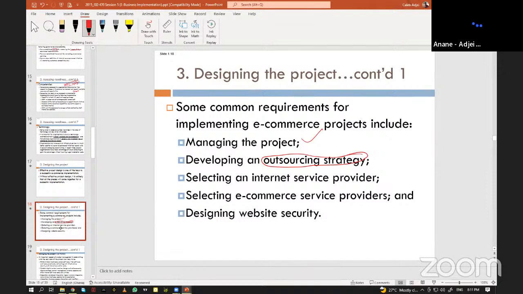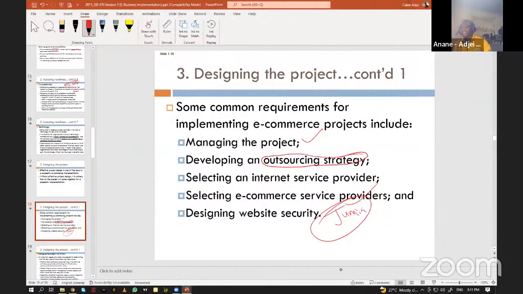So we need to also select an internet service provider. When we talk about an internet service provider, we are talking about the one who will be supplying you with internet connectivity. Okay, so in Ghana here, we have MTN, Vodafone, Airtel, Tigo, we have Cloud, we have a lot of internet service providers. Then we need to look at which e-commerce service providers we are supposed to use. Currently, I know Jumia provides service for e-commerce. So if you have a product and you want to sell on the Jumia platform, they have that platform for you.